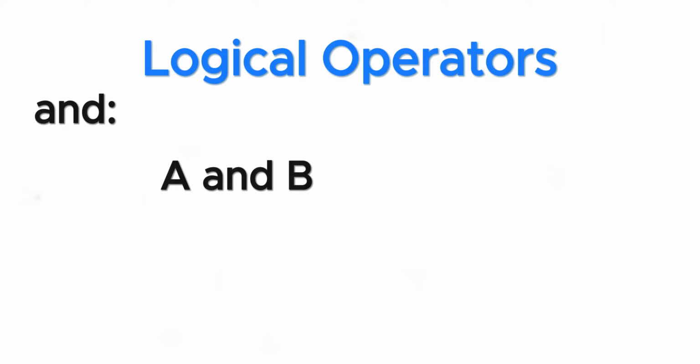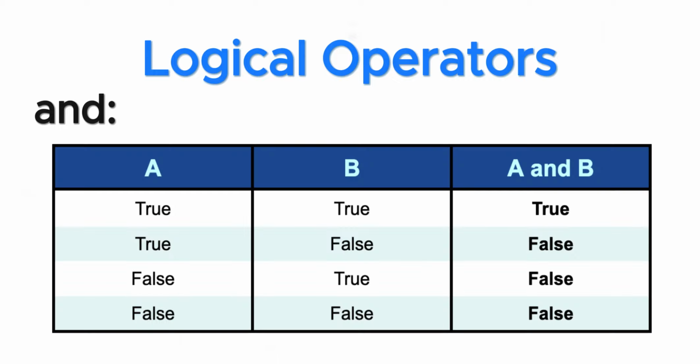The second logical operator is AND. AND takes in two Boolean values or two comparative statements and returns another Boolean value. The value is based on this truth table. As you can see, it only returns true if both values are true. Otherwise, it always returns false.